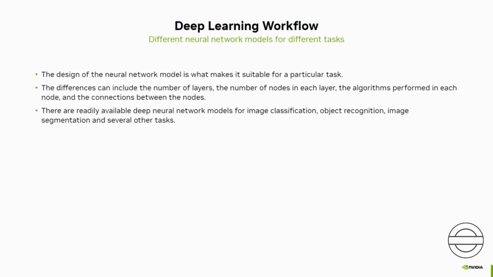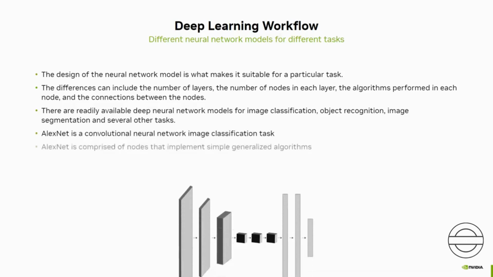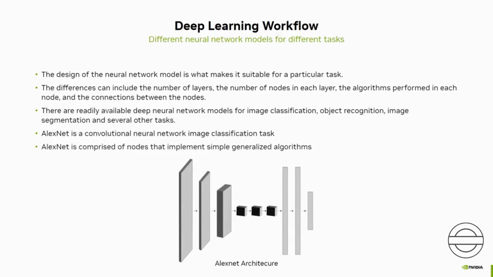For the image classification task to distinguish images of cats versus dogs, a convolutional neural network, such as AlexNet, would probably be used. AlexNet is comprised of nodes that implement simple generalized algorithms. Using these simple generalized algorithms is a key difference and advantage for deep learning versus earlier approaches to machine learning, which required many custom data-specific feature extraction algorithms to be developed by specialists for each dataset and task.